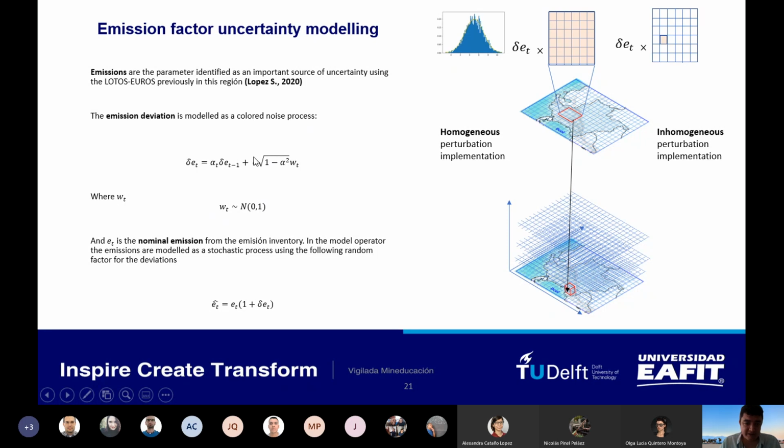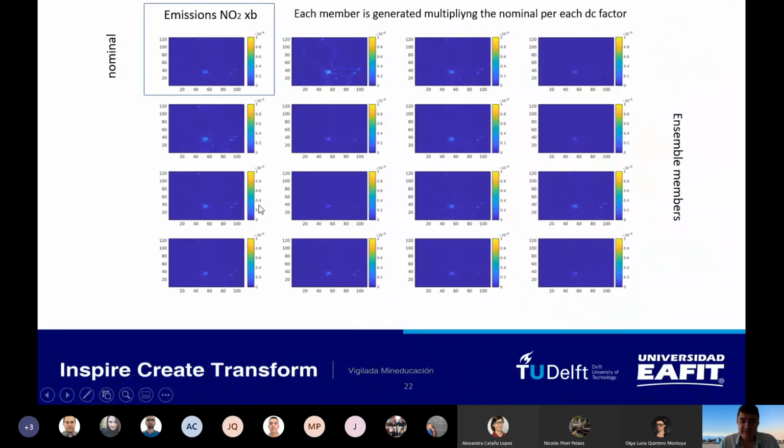We have different parameters here to interact with the model. In the areas of interest, which in my case will be all of Colombia, what I did was to perturb this factor in a homogeneous or an inhomogeneous way, meaning that either all the places are multiplied by a value, or each one of the cells could also be perturbed, in a more realistic case.